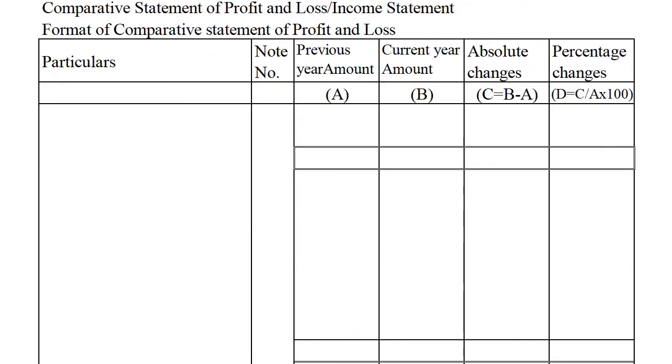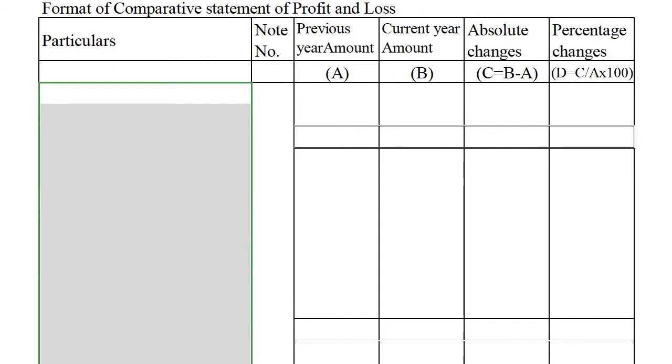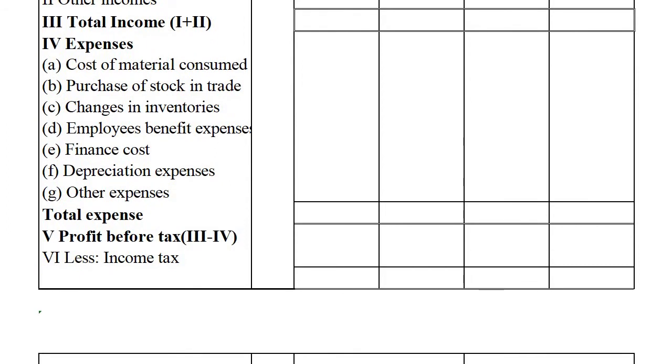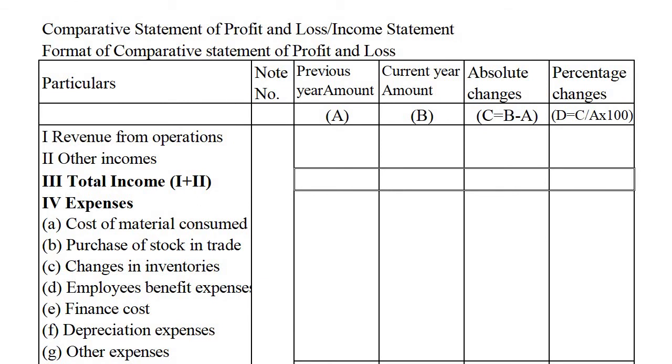But before that, let us see which are the items in the comparative income statement. So the various items of the comparative statement are here. These are the various items in the income statement. This is actually like a profit and loss account. So just like the items in the profit and loss account, all those items are to be written. That means the first item is revenue from operations.